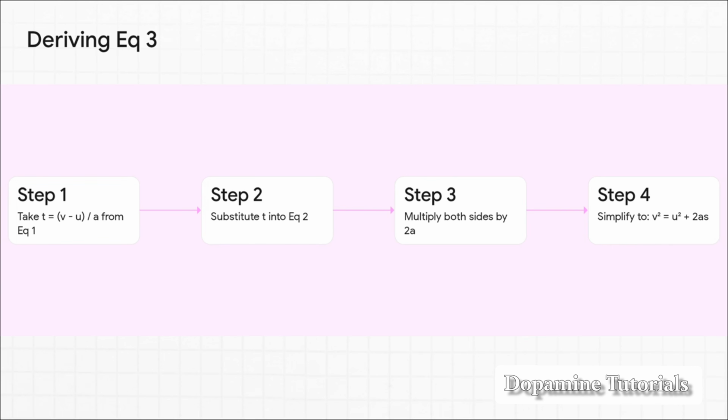We take the time variable t from equation 1, which, if you rearrange it, equals (v minus u) over a. Then, we substitute that somewhat messy fraction right into equation 2 wherever we see a t. Now, I'll spare you the painful algebra, but after expanding the brackets and multiplying everything by 2a to clear out the denominators, it brilliantly simplifies into this clean, timeless formula: v squared equals u squared plus 2as. Look at that! We've completely eliminated time. This is the magic trick linking speed directly to distance.